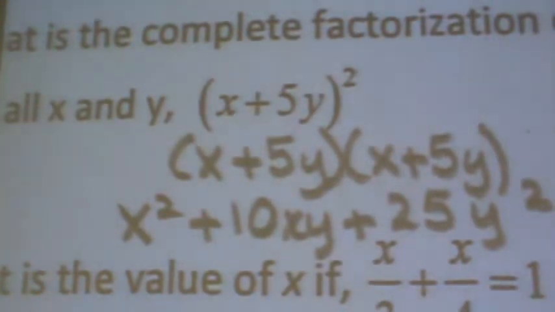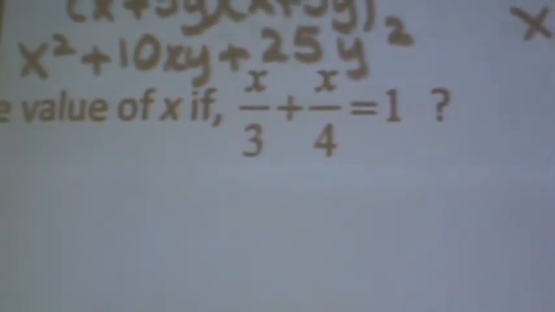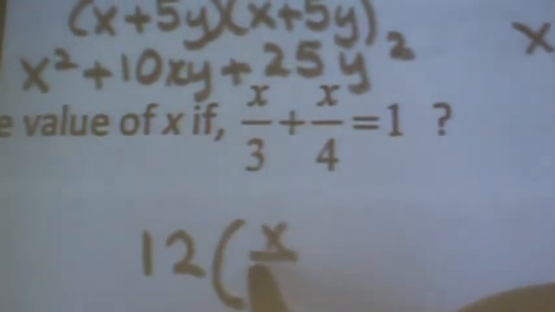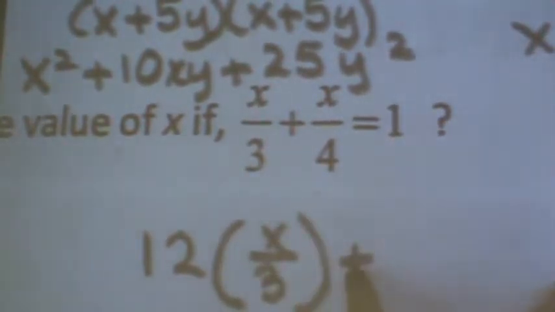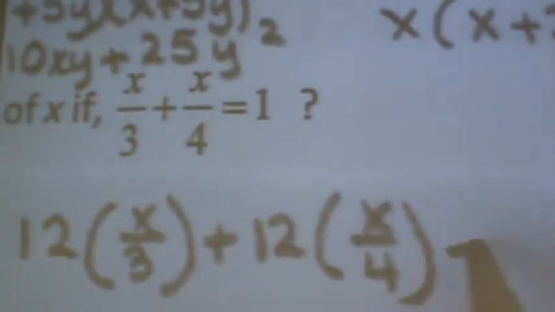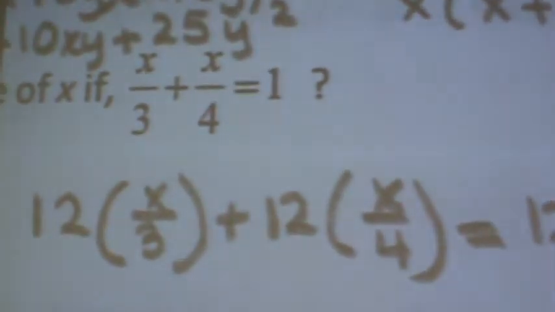Number 25. How do you solve this one? What is the number that's going to get rid of 3 and 4? 12. You're going to multiply 12 by all three of these. Now, don't forget, all three of them have to get multiplied by 12. Why? Well, because you want to make it even.